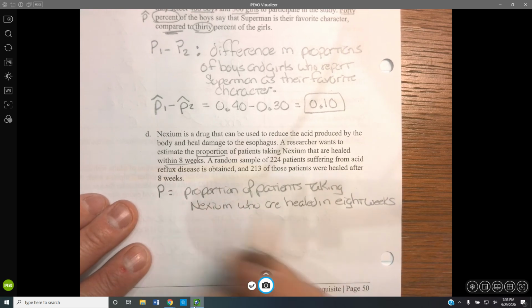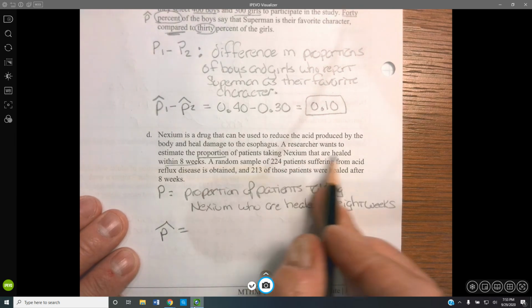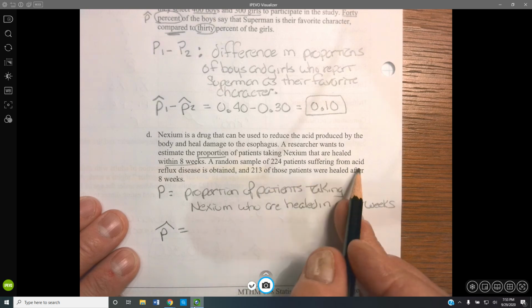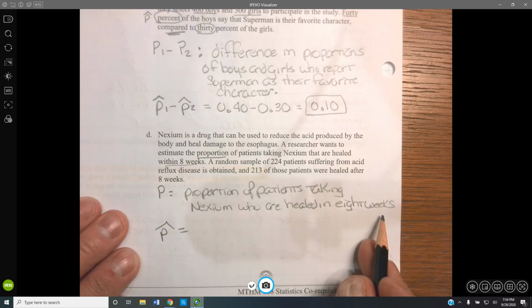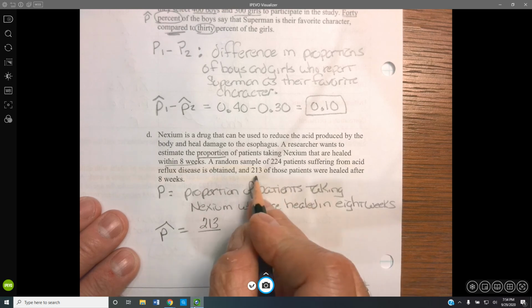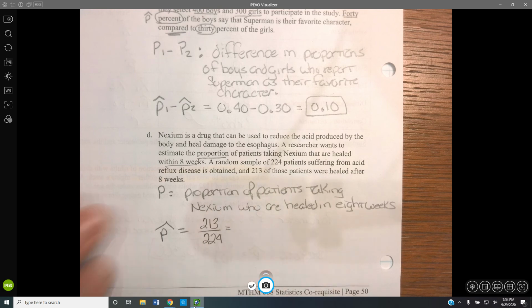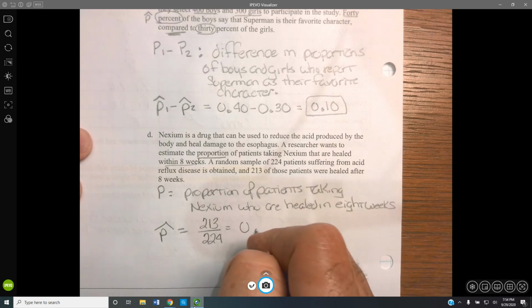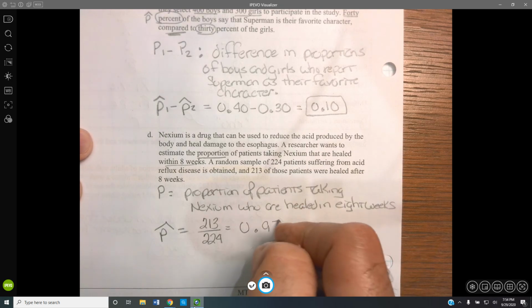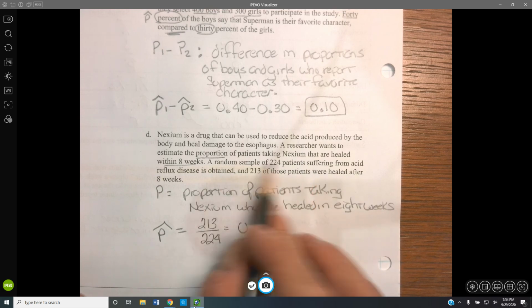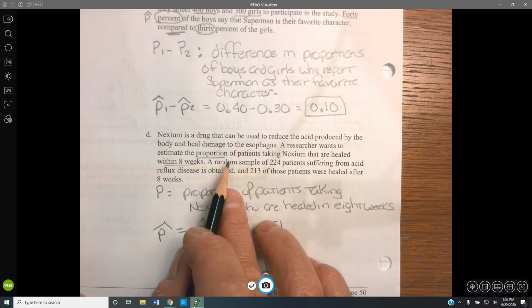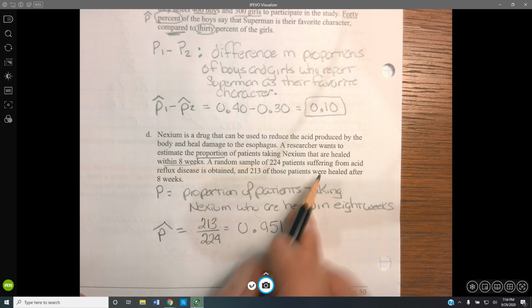For that population parameter, we're going to use a p hat value, and we're going to go find that p hat value. The sample was 224 patients suffering from acid reflux disease, 213 reported being healed. That's what we're looking for, healed. So it's 213 out of 224. 213 divided by 224 is approximately 0.951. I'm just carrying 3 decimals. So approximately 95% of those in the sample were healed of acid reflux after 8 weeks of taking this particular drug.